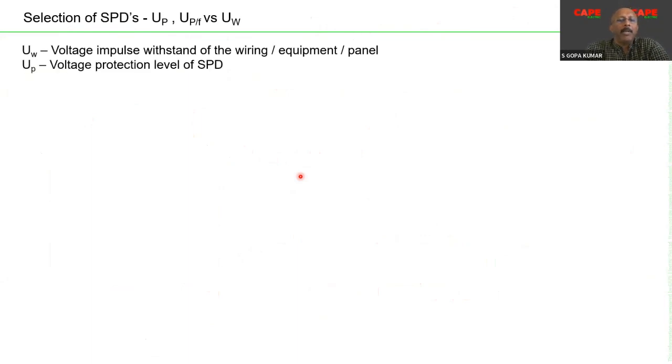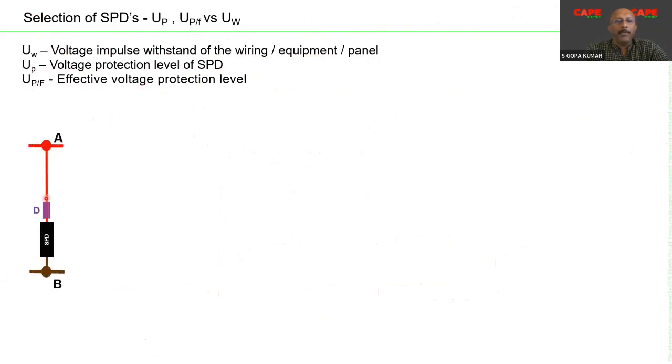Similarly, the next example, with respect to voltage protection level: as I said, every equipment has got a voltage impulse withstanding capacity. The wiring has got certain withstanding capacity, the equipment has got certain withstanding capacity, the panel board has got certain withstanding capacity. Your SPD has a parameter called the voltage protection level. Now, there is a parameter called the effective protection level. What it means is, between the point A and B, we are connecting an SPD in parallel through wires, through a fuse. D stands for a fuse, to the next part B.